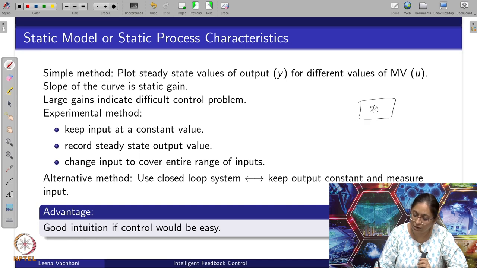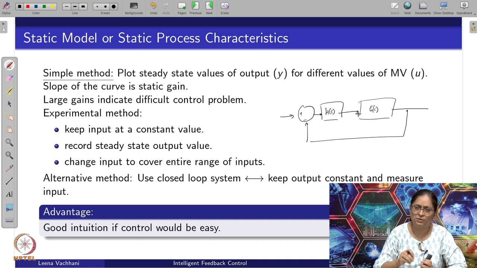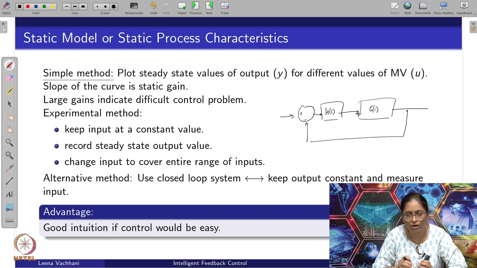Let us say this is your plant given by G(s), the transfer function of it, and you have used some kind of a proportional controller or PID controller in order to control this particular plant. And by doing some small variations in the PID control, just by small tuning and so on, you are able to control it to a satisfactory extent. So, how do we collect the data here?